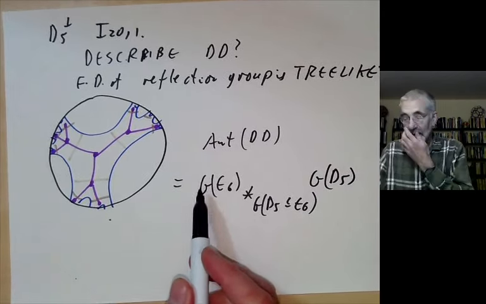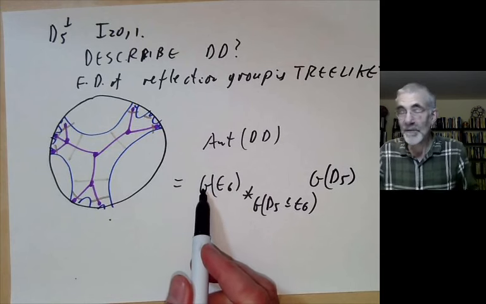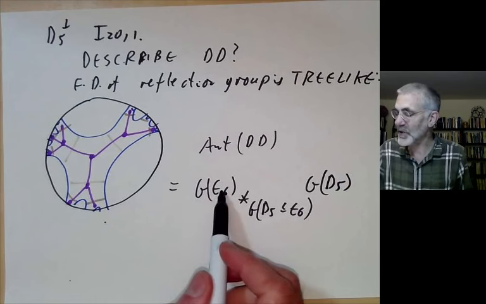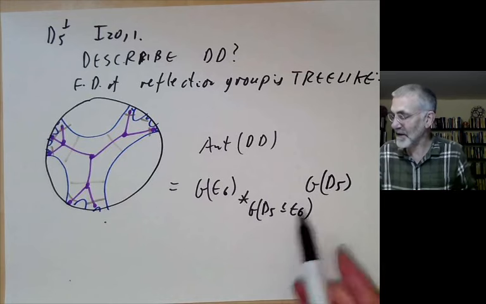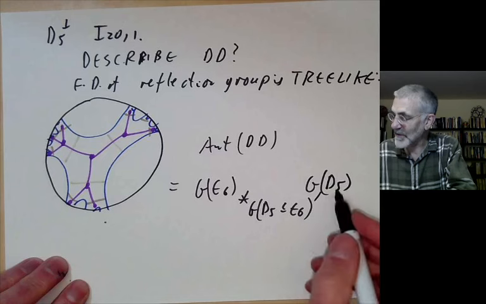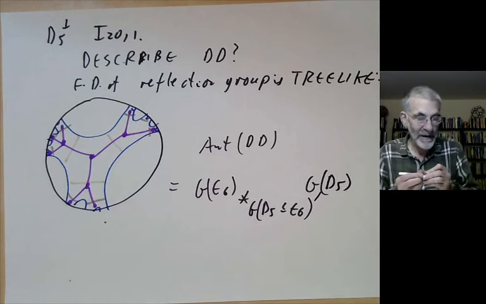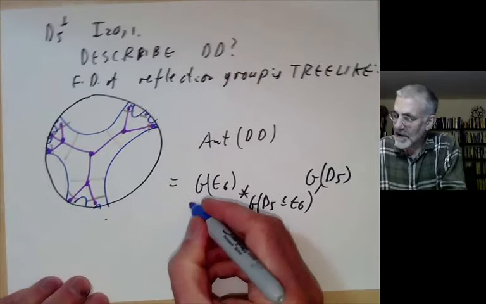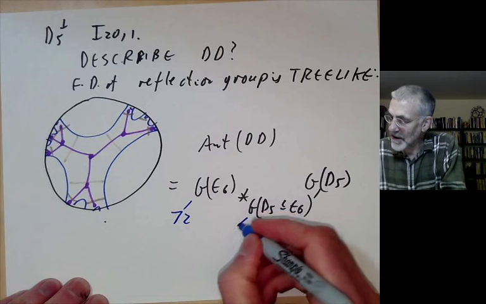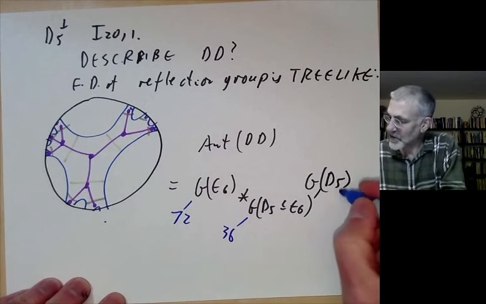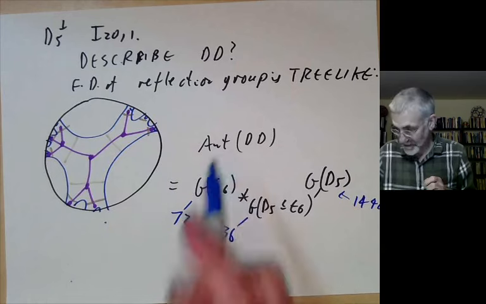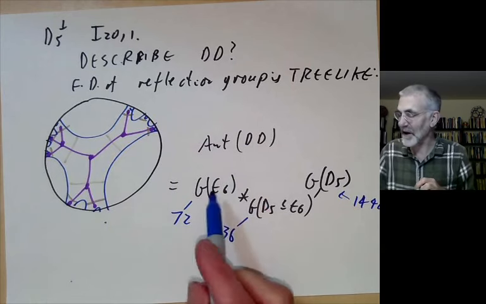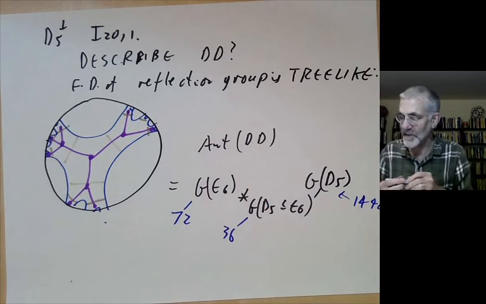Well, this means the subgroup of the group of automorphisms of each lattice that preserves this E6 Dynkin diagram. And this means the subgroup that preserves both the D5 and the E6 contained in it, and similarly for this one. And we can work out the orders of these groups. This is a little group of order 72. This group is order 36. And this group is order 1440. So this gives us a description of the automorphism group of the Dynkin diagram. It's just an amalgamated product of these three groups here.